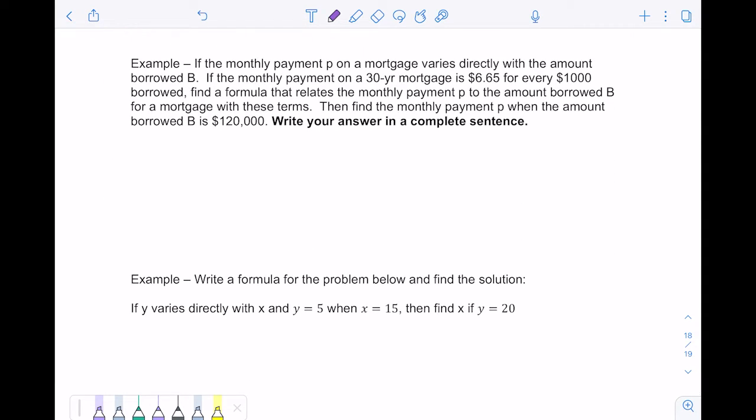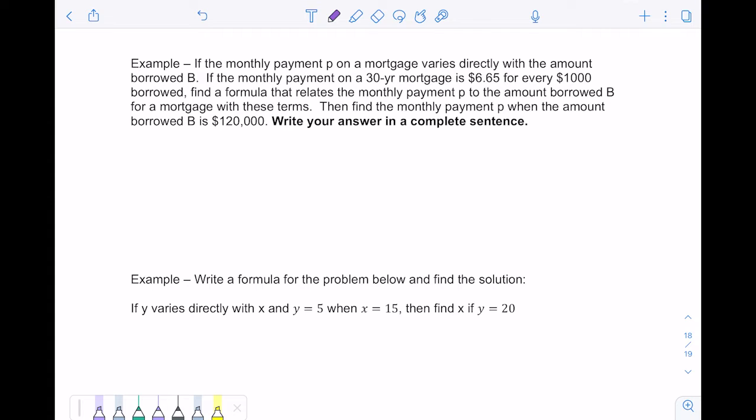So in this example, you can always pause the video, take a few seconds to read it, and then we'll work it out together. If the monthly payment P on a mortgage varies directly with the amount borrowed B, and the monthly payment on a 30-year mortgage is $6.65 for every $1,000 borrowed, find a formula that relates the monthly payment P to the amount borrowed B for a mortgage with these terms. Then find the monthly payment P when the amount borrowed B is $120,000. Write your answer in a complete sentence.